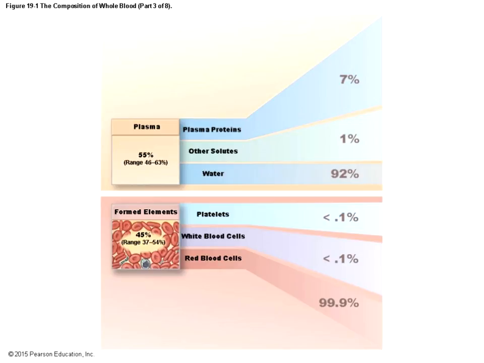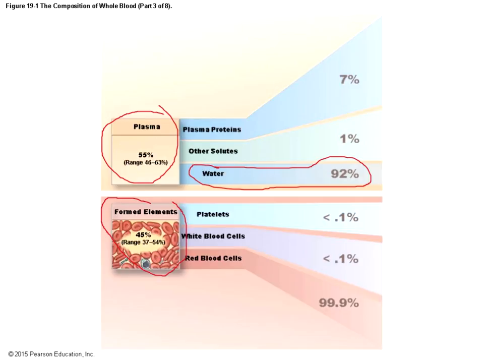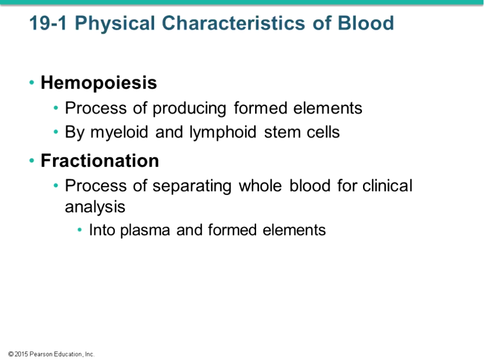So here's a nice image showing what I was just talking about. The plasma, as you can see, is 55%, and the vast majority of that is water. The other component, the formed elements, is typically about 45%, and most of that comes from red blood cells. As you can see, white blood cells and platelets make up a very small volume. So the vast majority is water and red blood cells. That's pretty much what your blood is. There are some other things like solutes and plasma proteins in the plasma that we'll talk about, but those are the primary components. So, some physical characteristics of blood.